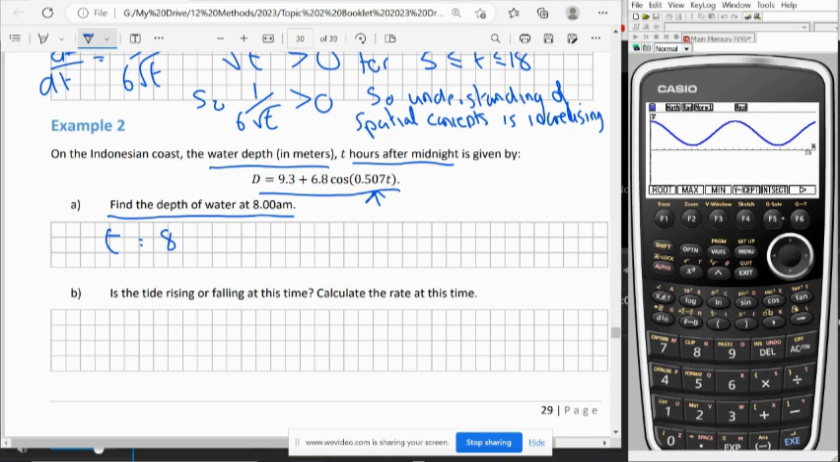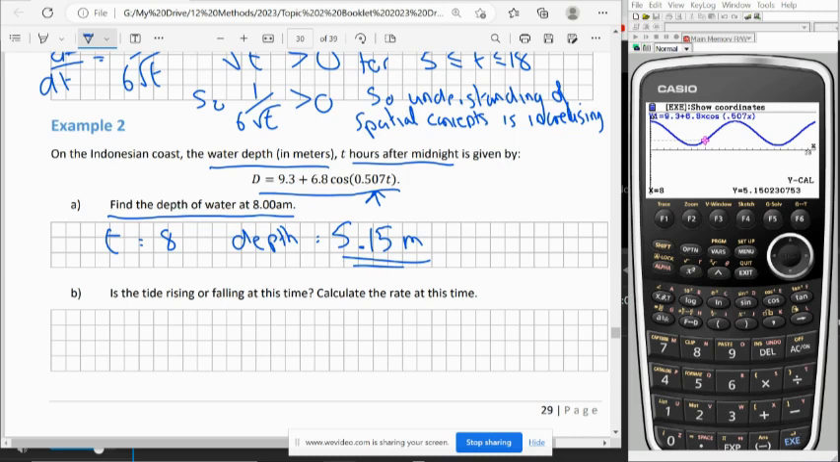So we just go Shift G-Solve, and we press F6 to get to the Y-Calc. So I'm going to let the time equal 8. And it'll give us an answer there. So the depth is going to equal 5.15 to 3 significant figures, meters.